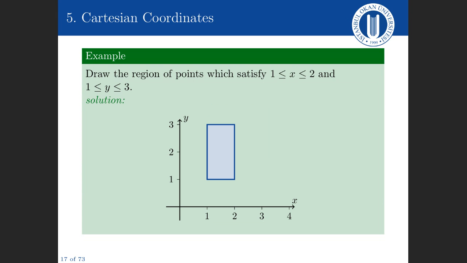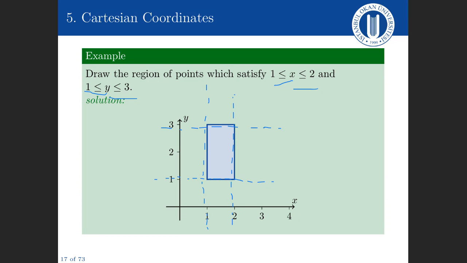Or perhaps I say, draw the region of points which satisfy x is between 1 and 2 and y is between 1 and 3. First look at x equals 1. We have a vertical line. Then x equals 2, again we have a vertical line. Y equal to 1, we have this horizontal line where all of the points have y equal to 1. Y equal to 3, we have another horizontal line.